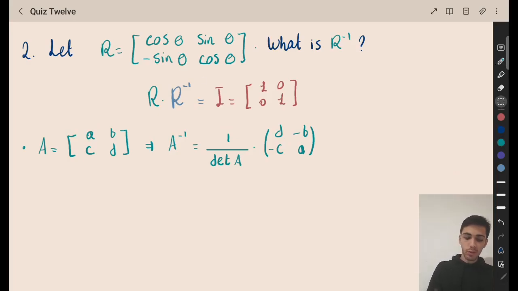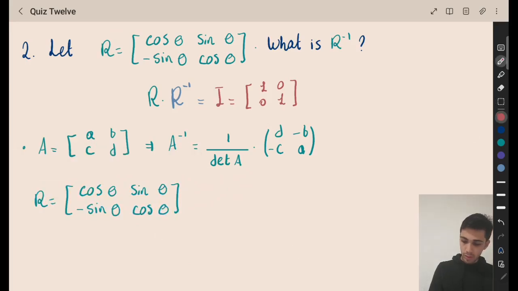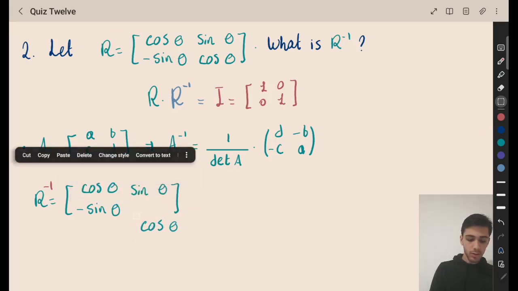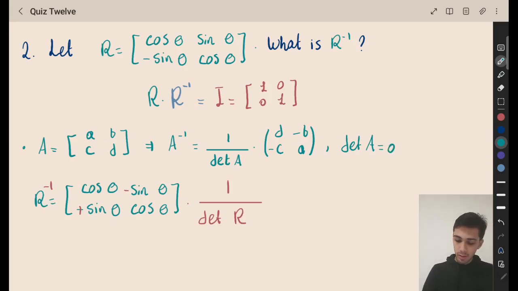So if we do this for the matrix R, then R inverse is going to be switching the cosine with the cosine. Oh wow, they're still the same. And this becomes positive, this becomes negative, because I multiply by -1. And I divide by the determinant of R. What's the determinant? The determinant of a matrix is AD minus BC.